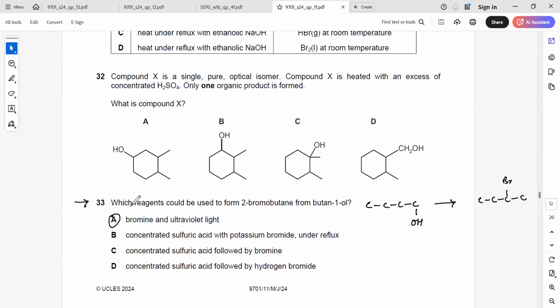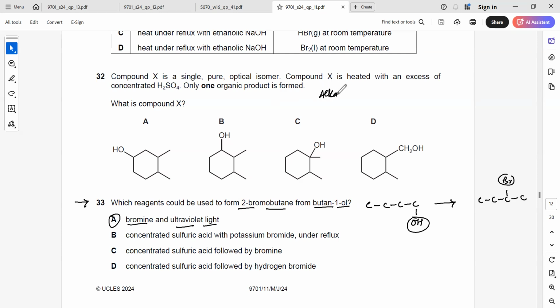In this case, they are saying which reagents could be used to form 2-bromobutane. The position of bromine is at second, from butan-1-ol, where the OH group is, so we can think about whether it could be a substitution reaction, but here in this case the positions of both the groups are different. In option A, they are saying bromine and ultraviolet light. So remember, that is a free radical substitution reaction.